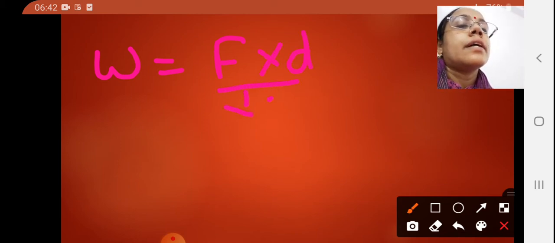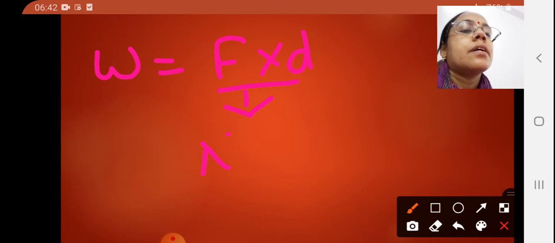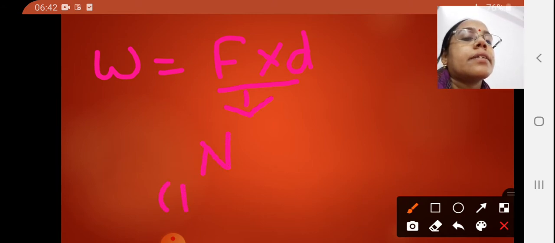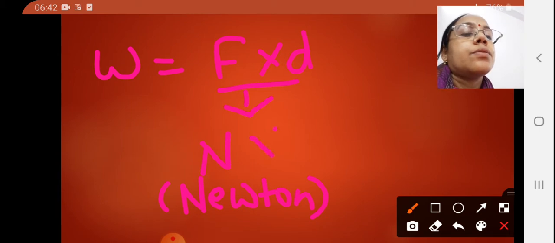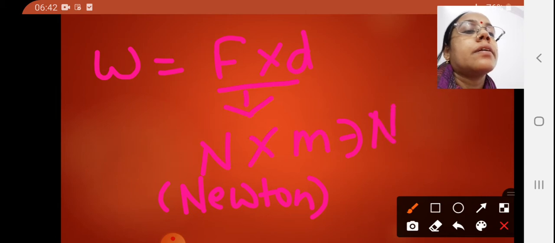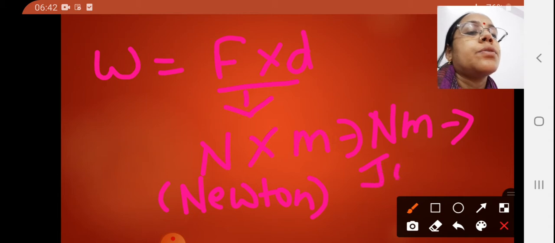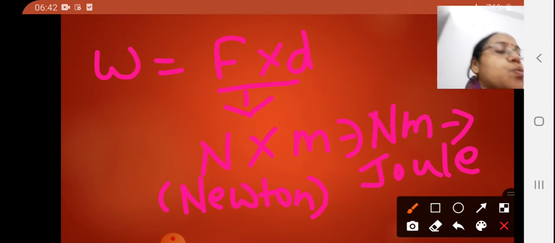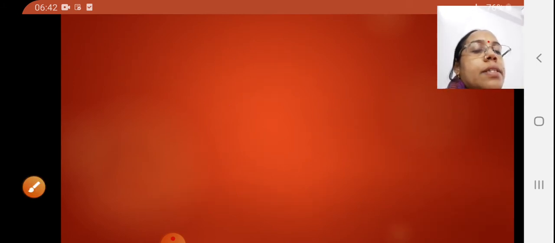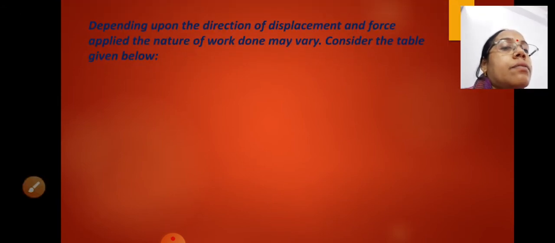Now the SI unit of F is N, that is Newton. You can write in bracket down Newton, into D, it is meter. So it is Newton meter, and Newton meter is known as joule. So SI unit of work done is Newton meter, that is joule. Okay, so joule is the SI unit of work.